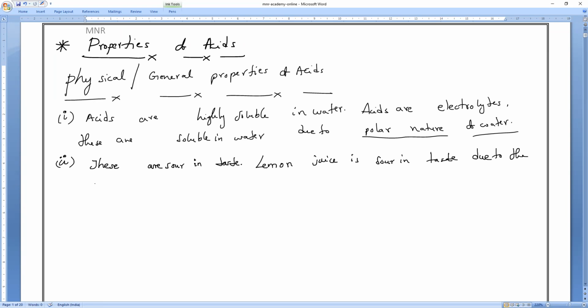Due to the presence of what, guys? Acetic acid. Due to the citric acid, guys. So, due to the presence of citric acid, that is why they are called as what? The citrus fruits. Orange, lemon, all we used to call as citrus fruits, because they contain citric acid.